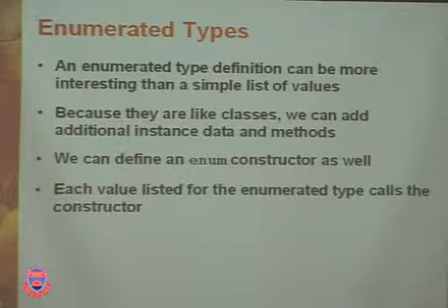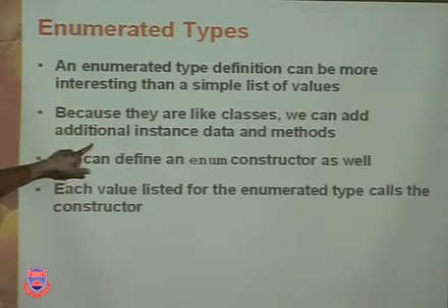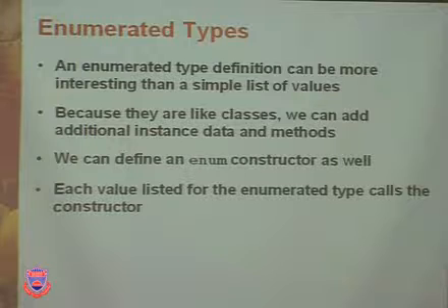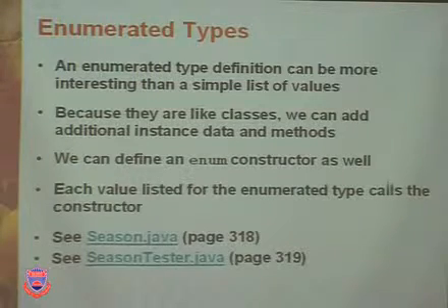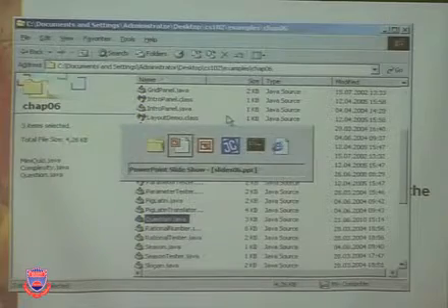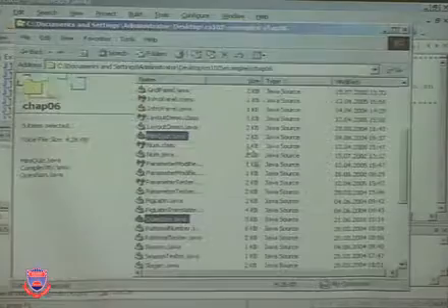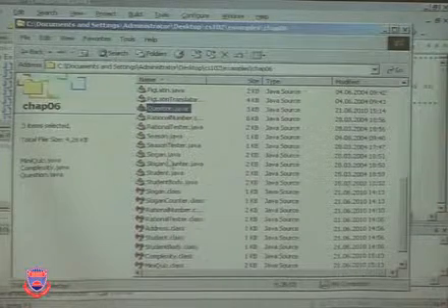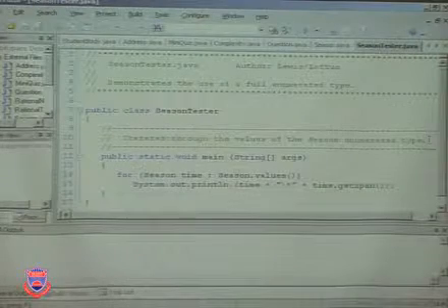In enumerated types, you can have a list of values. Also, they're like classes, and we can add additional instance data and methods to that. So we have constructors that we can define in enumerated types as well. Let's see the season.java and season-tester.java examples. Basically, it's a little bit different than what we have seen before.